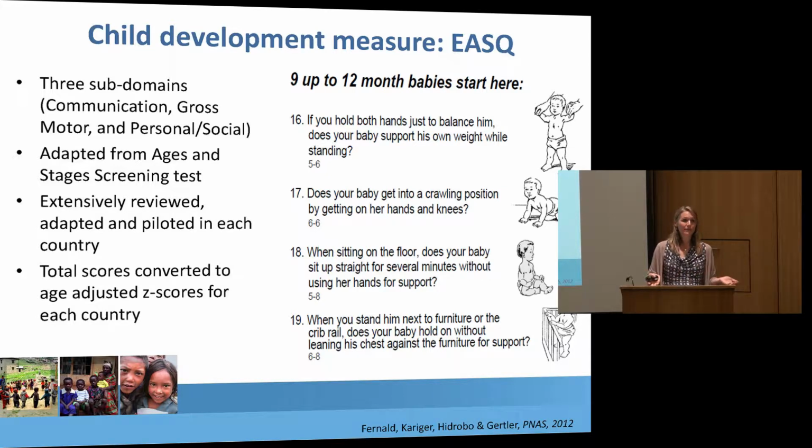So we also added several demonstration questions to turn this into kind of a hybrid test that's maternal report and also direct observation. This is an example of what the EASQ looks like. For example, for 9 to 12-month-olds, you would ask the question, if you hold both hands just to balance your baby, does your baby support his own weight while standing? They have pictures, and we also use this test in Mexico and have had success with it in many different contexts.